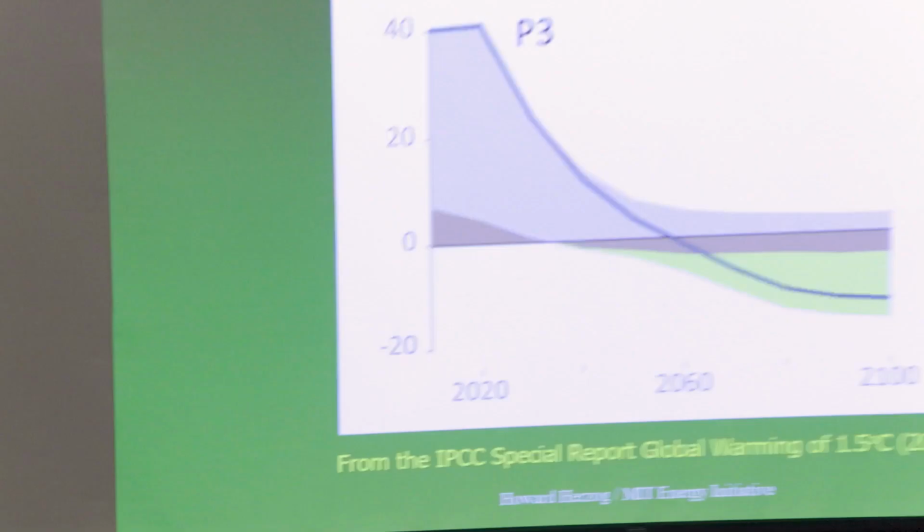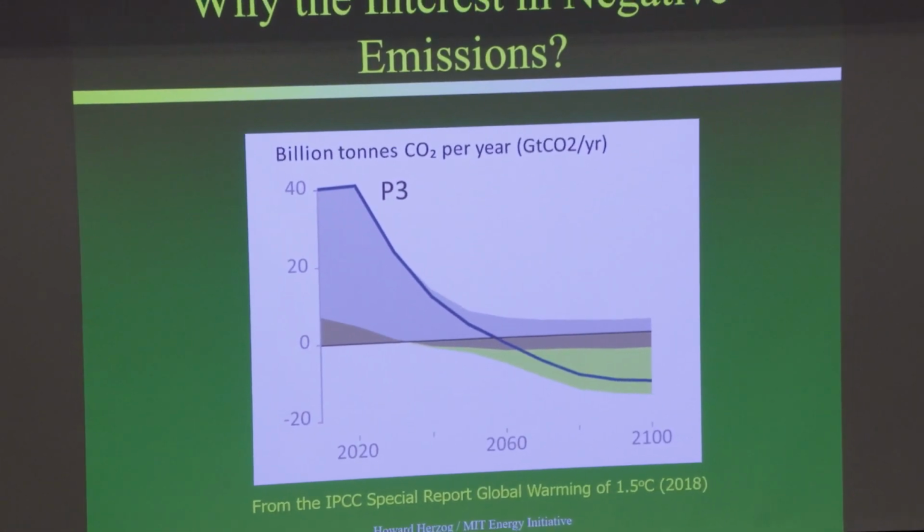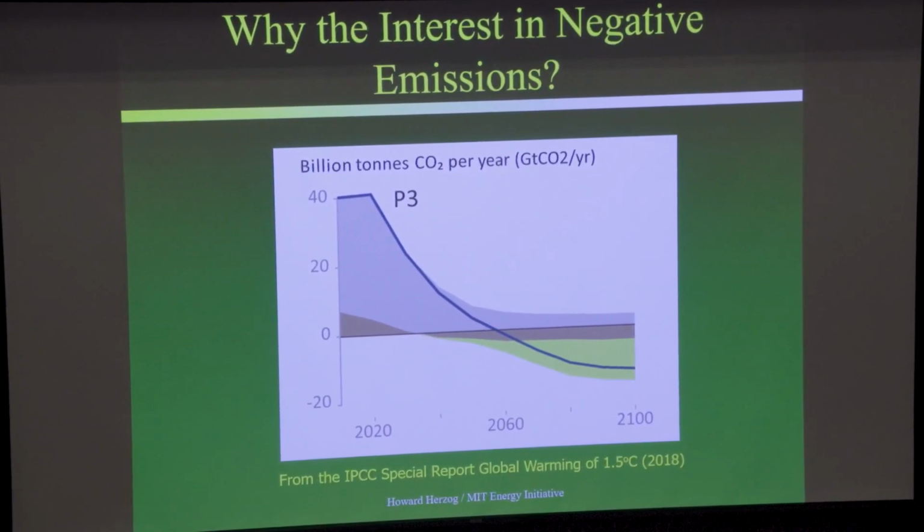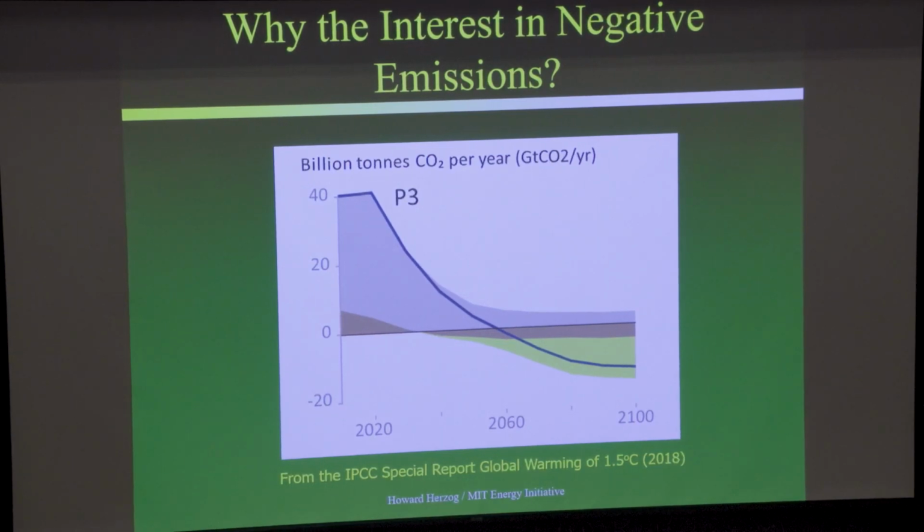So why are we interested in negative emissions? This is a graph from one of the IPCC reports showing carbon emissions, with this light gray area being our emissions, and then the brown and the yellow are negative emissions. They look at two types of negative emissions in this scenario.